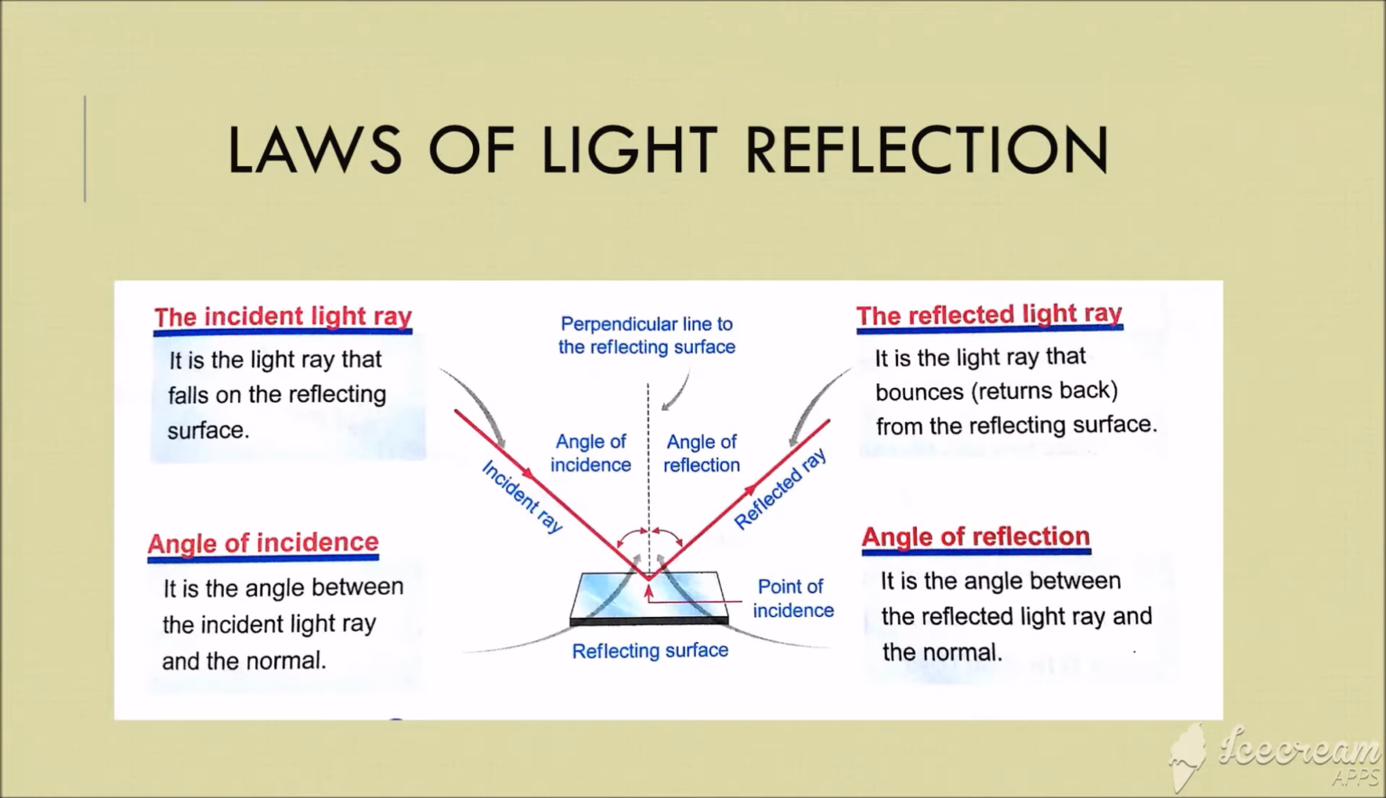Law of light reflection. To know the law of light reflection, we should know some basic concepts that are used in these laws. The first one, the incident light ray, is the light ray that falls on the reflecting surface. The reflected light ray is the light ray that returns back from the reflecting surface. Angle of incidence is the angle between the incident light ray and the normal. Angle of reflection is the angle between the reflected light ray and the normal.